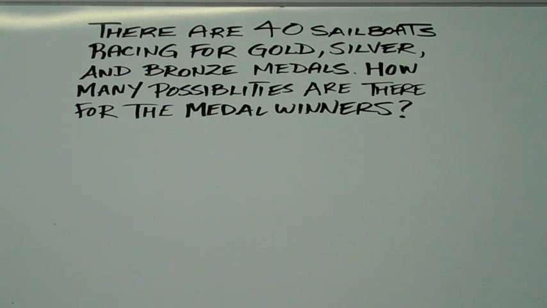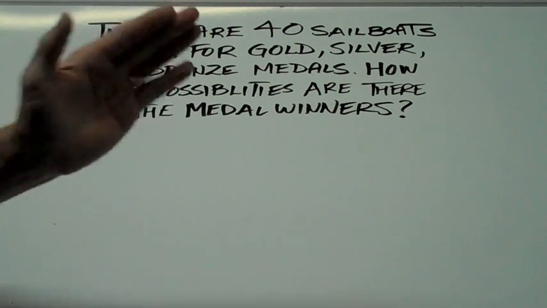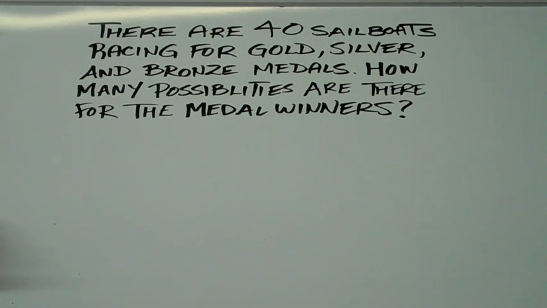Here's an example using permutations. If there are 40 sailboats racing for gold, silver, and bronze medals, how many possibilities are there for the medal winners? Well, the first question you have to ask yourself, does order matter? Of course it does. If we're going to give away gold, silver, and bronze medals, that's for first, second, and third place. So a sailboat from Ethiopia, then Kenya, and Brazil is different from Brazil, United States, Kenya, etc. So order does matter. If order matters, we're talking about permutations.